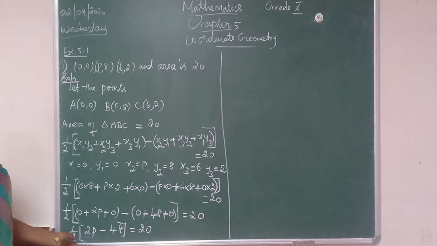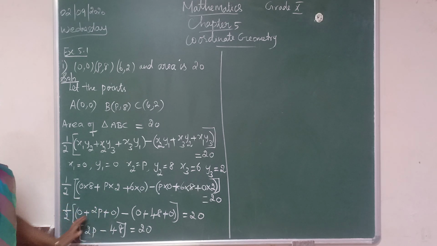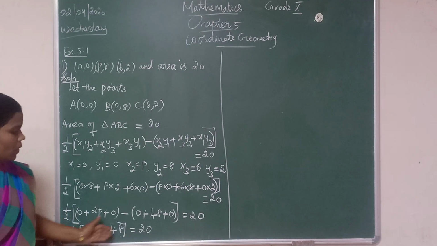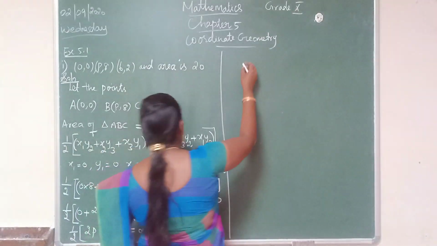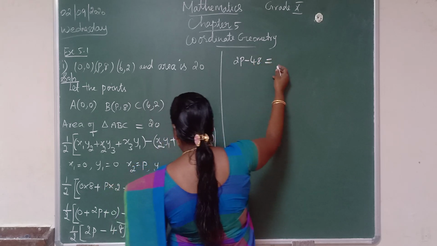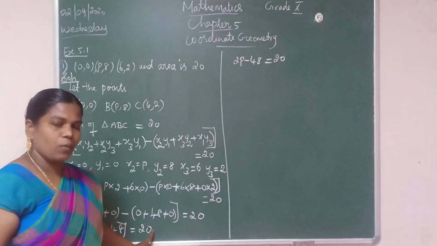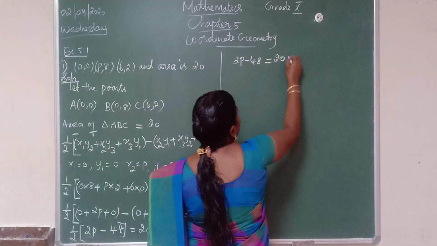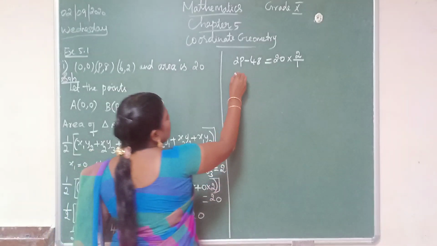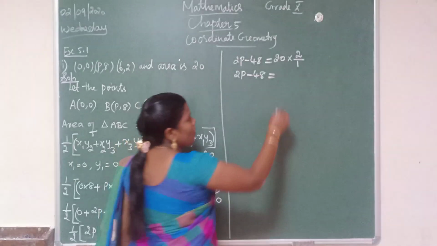Let's take this 1 by 2. We have to find the unknown value P, so only the P term we have to keep and take everything else to the other side. So let us take this 1 by 2 to the right side. What do we get? 2P minus 48 is equal to 20, which is already there. Take this 1 by 2 to the other side, so 1 by 2 becomes 2 by 1. Now 2P minus 48 is equal to 20 into 2, which is 40.